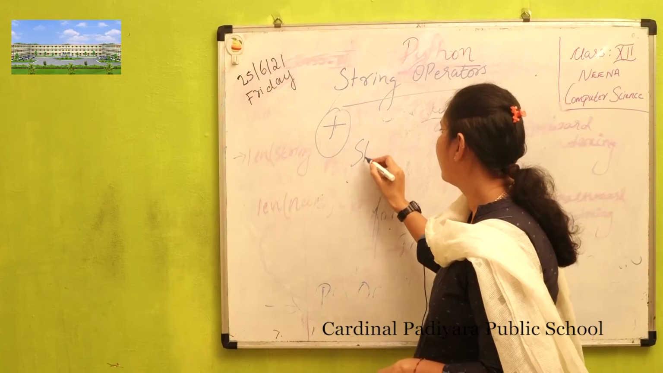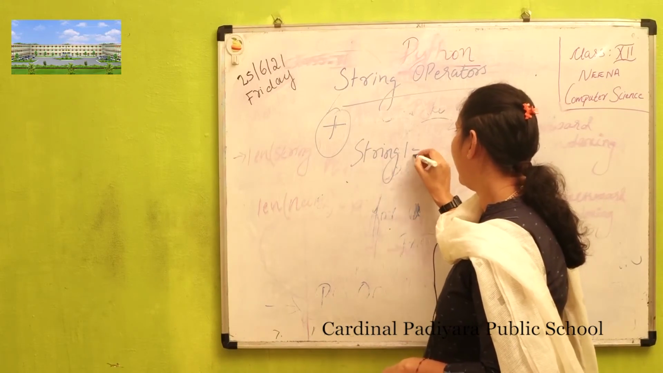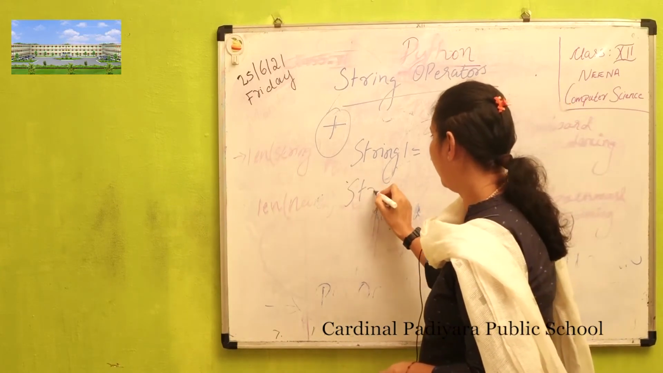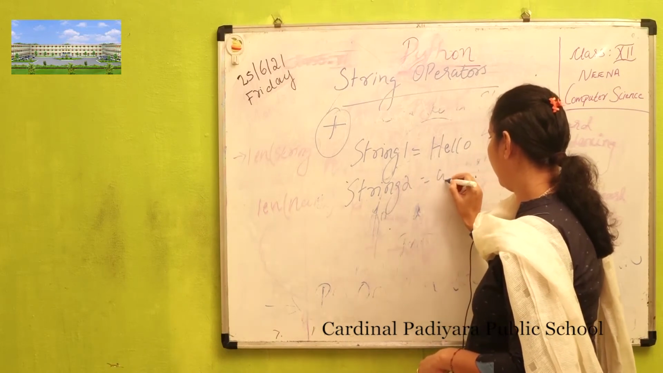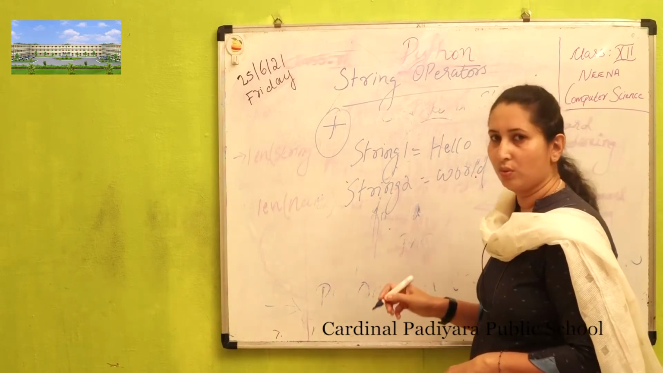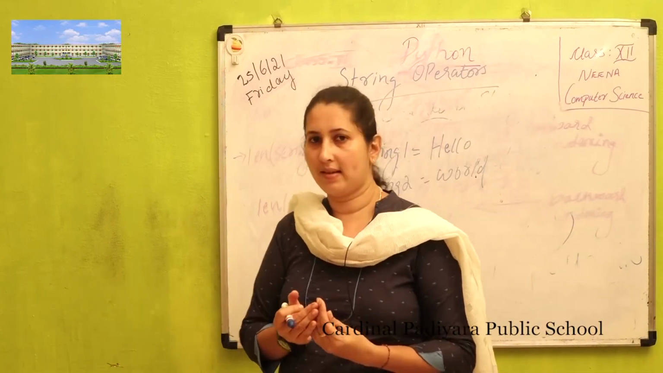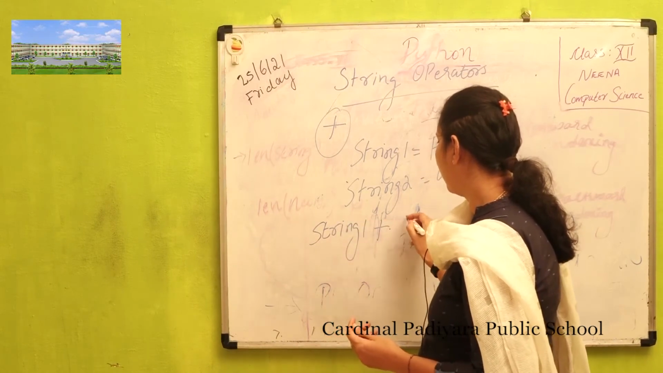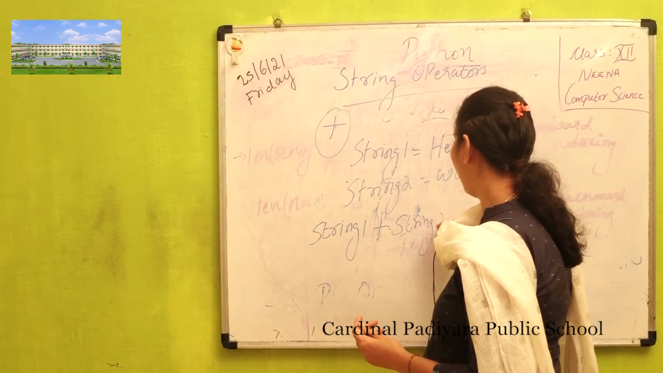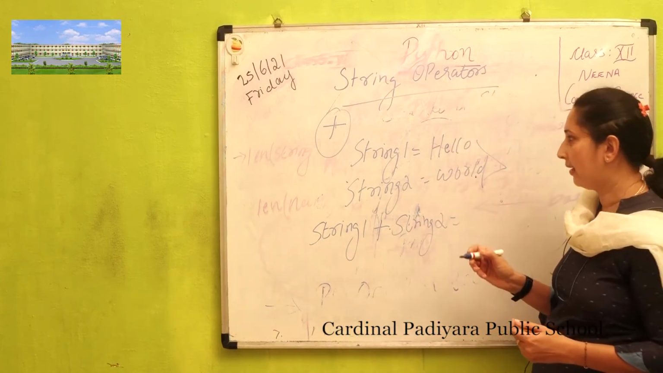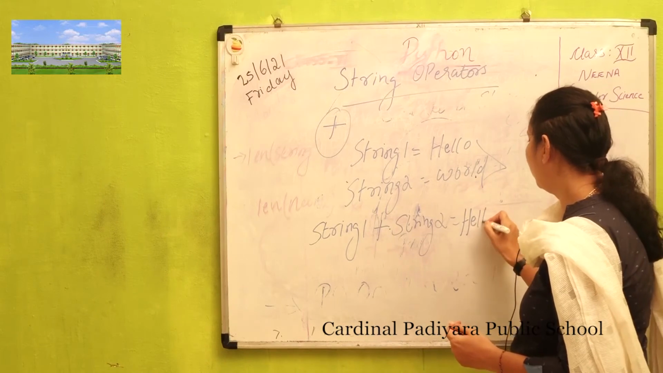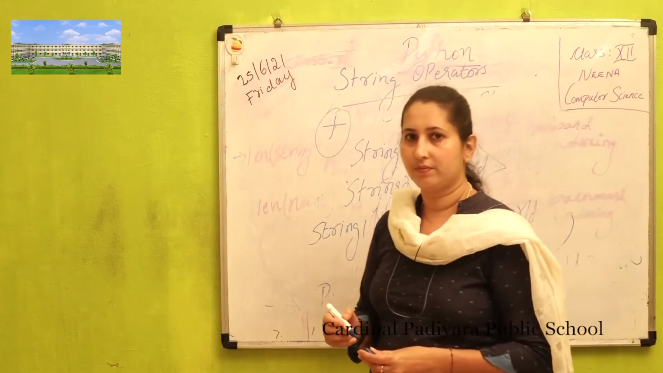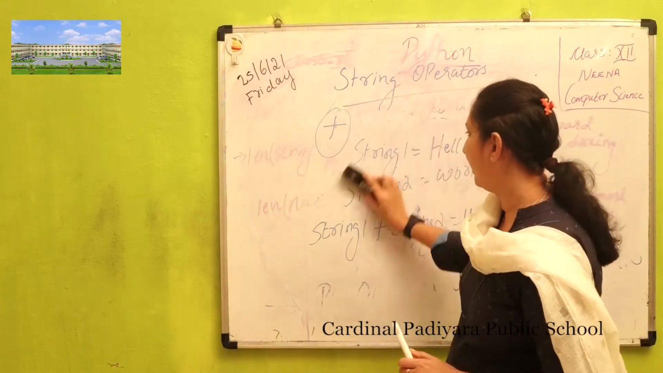If string 1 is hello and string 2 is world, and you want to concatenate these two strings, meaning join them, you write string 1 plus string 2. You get the output as hello world. This is the output by using the plus operator.